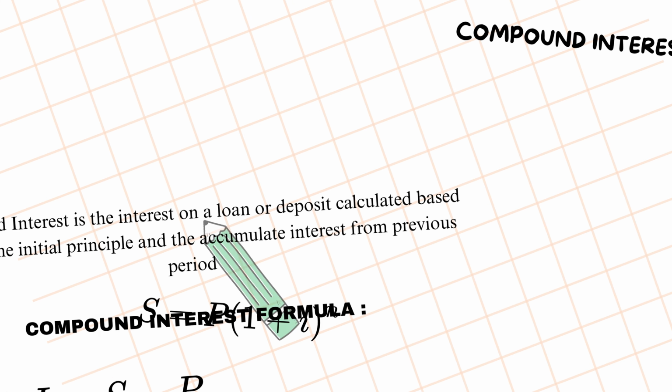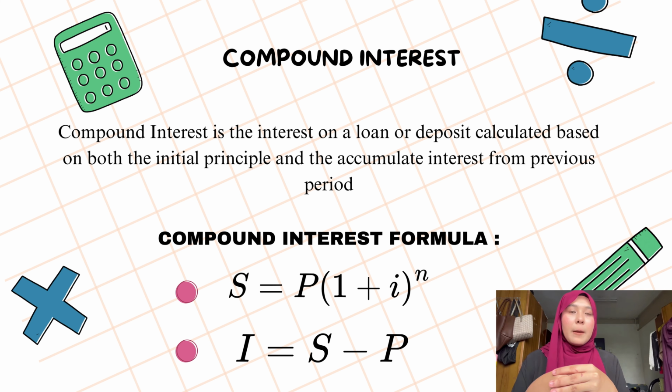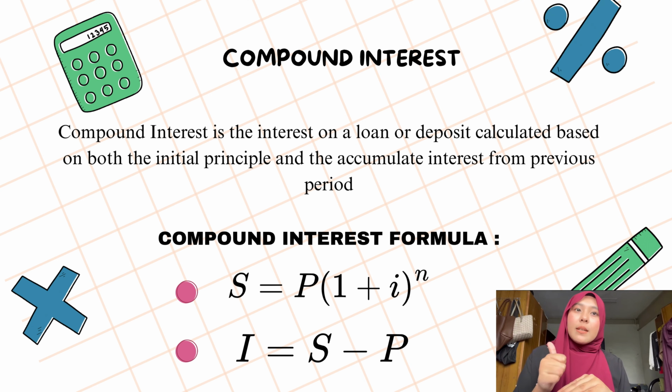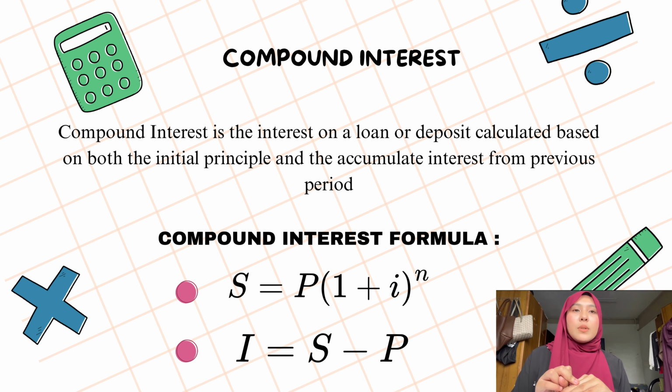Hi, I'm going to present about compound interest. Compound interest is the interest on a loan or deposit calculated upon both initial principal and accumulated interest from previous periods. There are two compound interest formulas. First, S equals P times (1 plus i) to the power of n. Second, I equals S minus P.